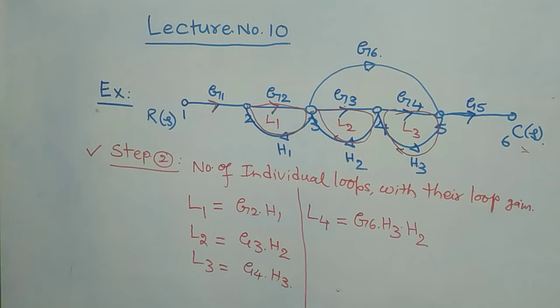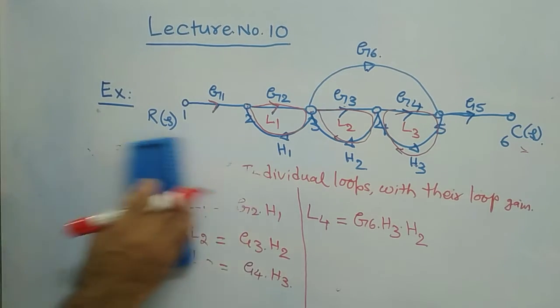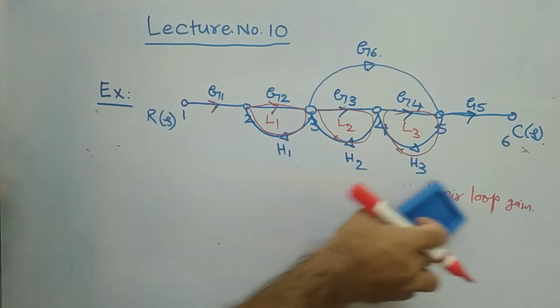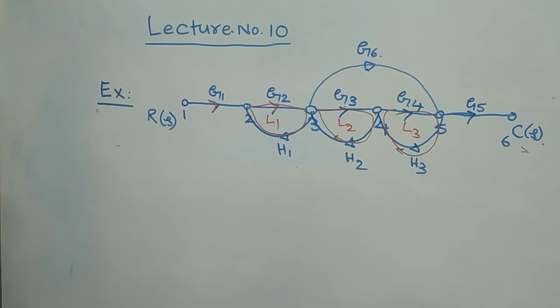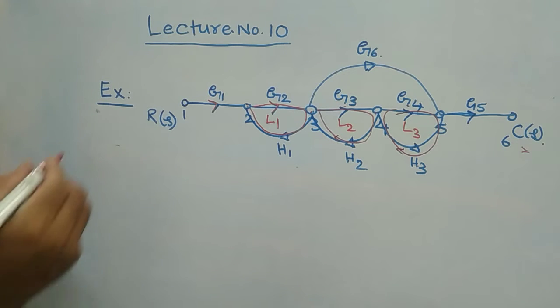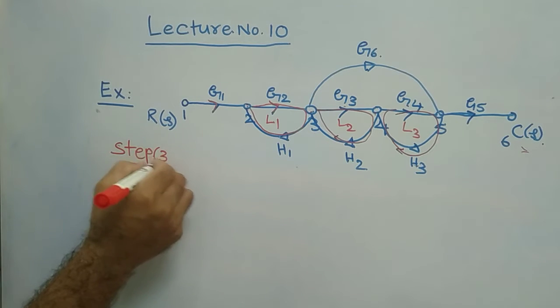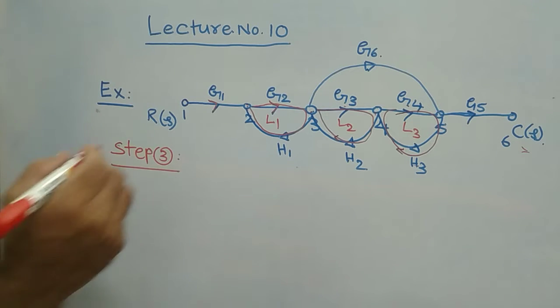Now, coming to step number 3. What is step number 3? Identifying the number of 2 non-touching loops as well as 3 non-touching loops. Is it not? So, step number 3.